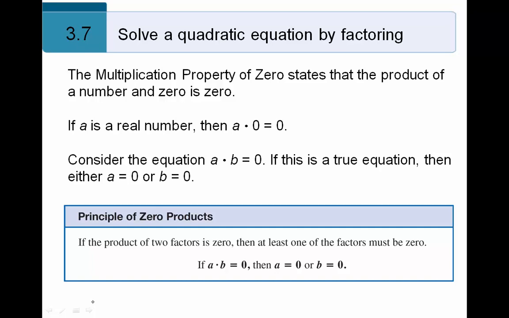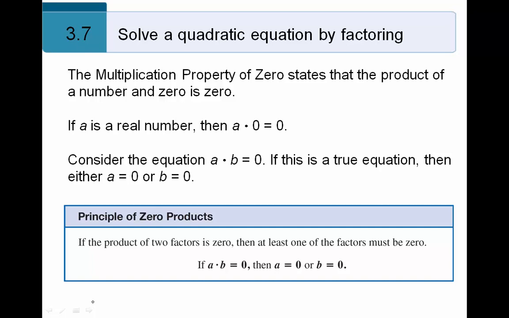The multiplication property of 0 states that the product of a number and 0 is 0. So if a is a real number, then a multiplied by 0 is equal to 0. So consider the equation a multiplied by b equals 0. If this is a true equation, then either a is equal to 0 or b is equal to 0.